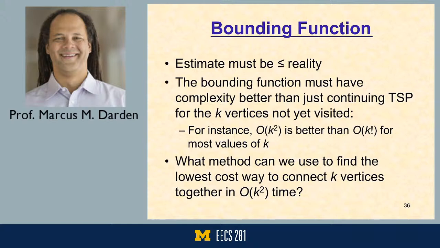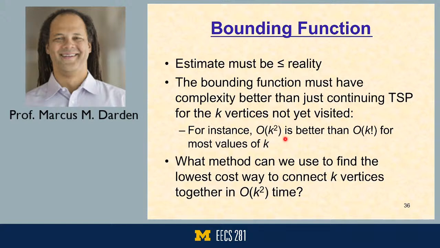So the bounding function has to have a complexity also better than just doing TSP, because I know I'm trying to get away from doing the remaining factorial work. So if I say that I'm working on n elements in general, and I've got k elements to go, I could finish that by doing k factorial work. But if I can do k squared work, or even k cubed work, and decide, well, I don't want to do k factorial work, then I've got an add there. So here you say that the bounding function has to be less than or equal to reality, and it has to be faster than doing the remaining k factorial work.